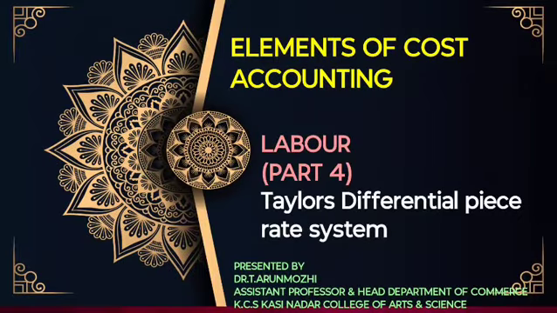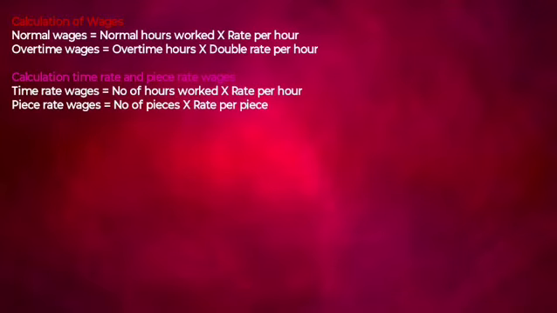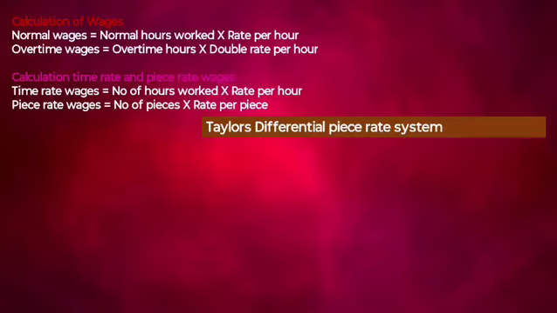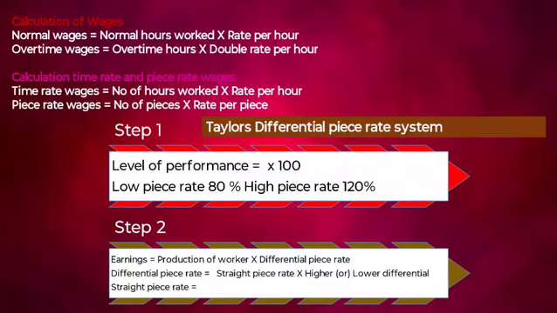Now in this video we are going to see Taylor's Differential Piece Rate System, problems related to it. Already the calculation I have given in the previous video. Normal wages, normal hours worked. How to calculate the normal wages? Normal hours worked into rate per hour. The overtime wages formula goes as overtime hours into double rate per hour.